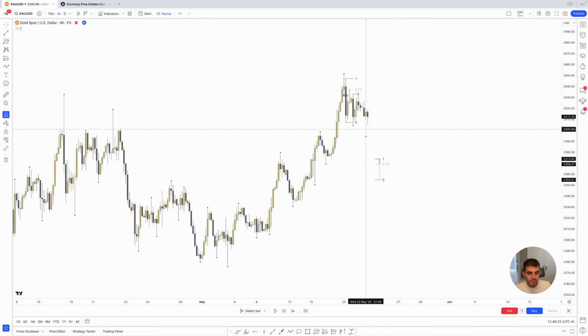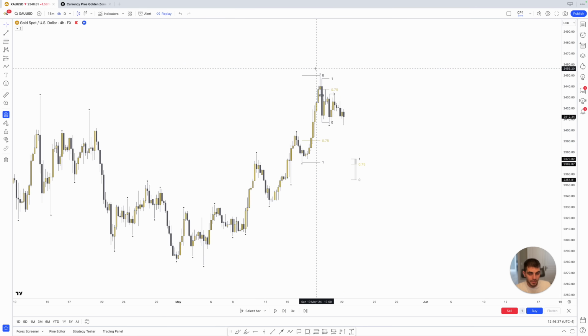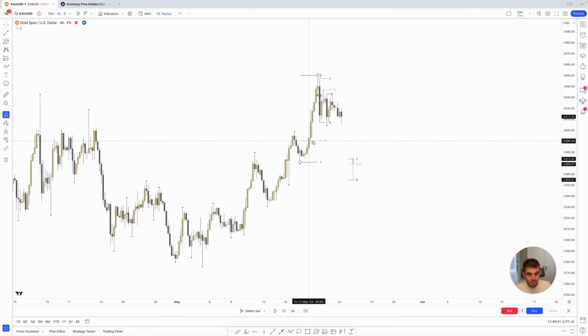Initially, I was like, okay, this is the current range that price is trading within. I know that on the higher time frame, price usually doesn't respect these extreme retracement levels like I have set at the 75%.